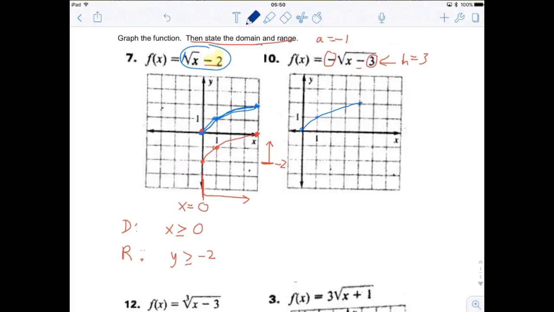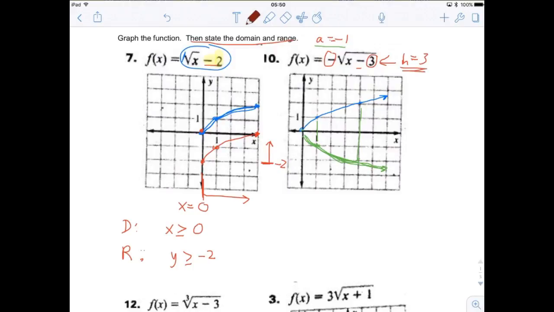The first transformation is a equals -1. So what I'm going to do is I'm going to turn this upside down. So every single point is going to be reflected about the x-axis. Okay, so there's my new function, and all I've done so far is the a equals -1 transformation. Now I'm going to do the h equals 3 transformation. How do I know it's h equals positive 3 and not h equals -3?